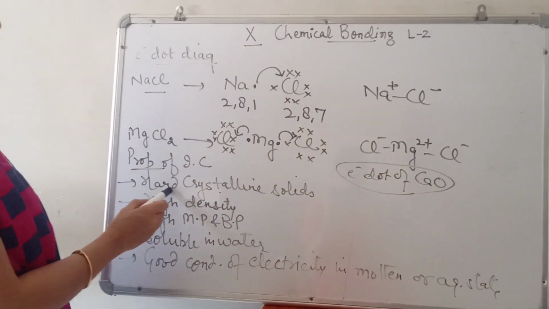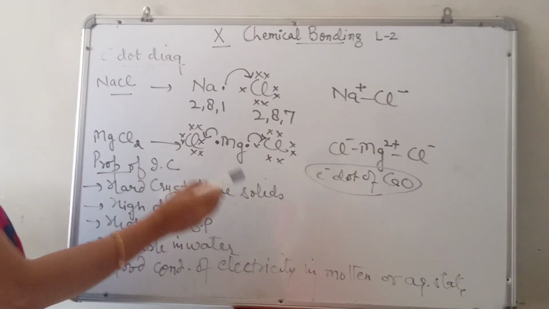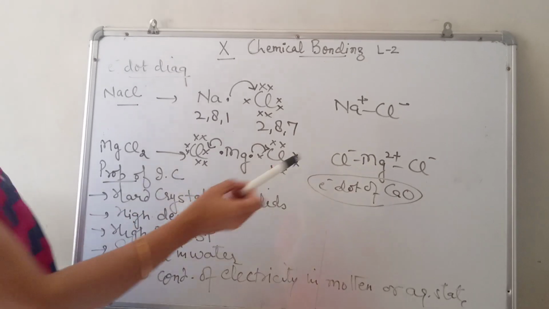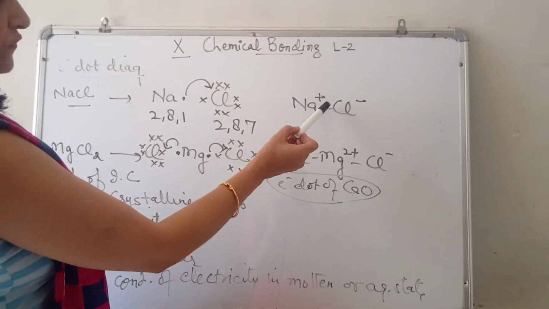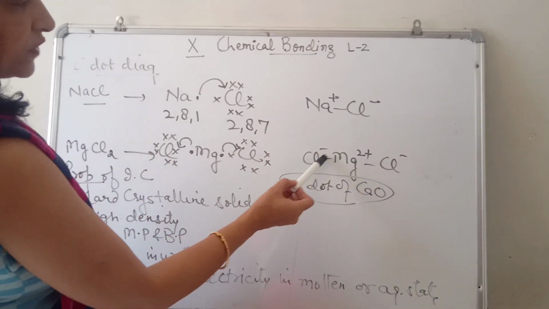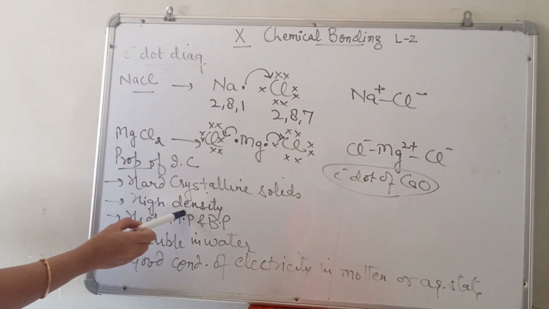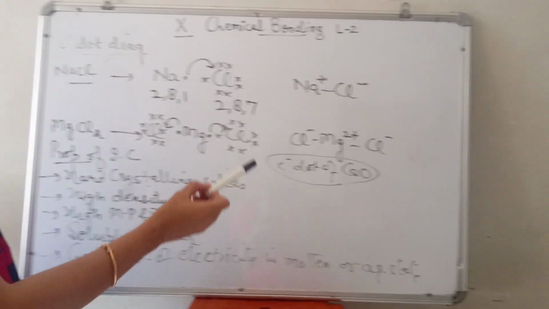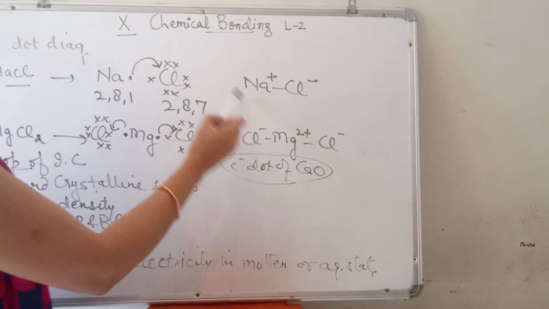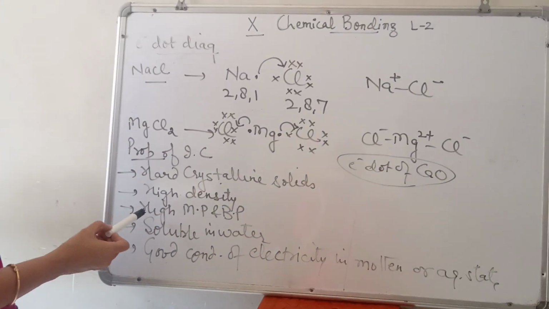Now the first property is ionic compounds are hard crystalline solids. What is the reason? Due to presence of strong electrostatic force of attraction between cations and anions. Then they have high density, that is due to the compact arrangement of cations and anions in the lattice.